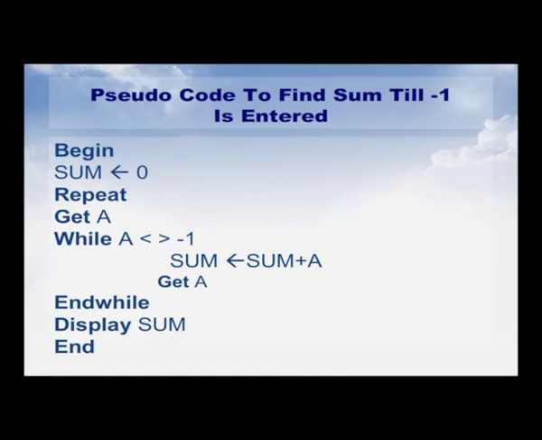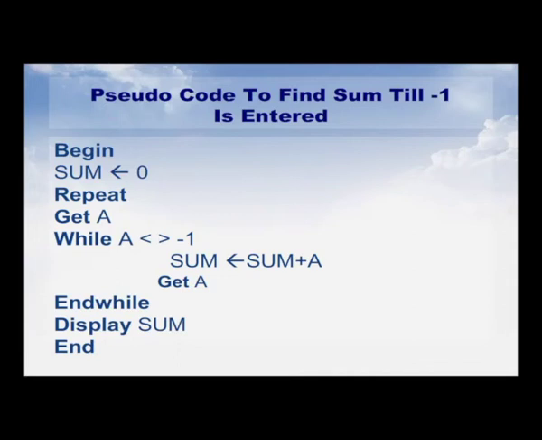We get an input number A from the user. If A is not equal to -1, we add A to the sum. Sum is initially initialized to 0, therefore, the first sum will be equal to A. Then we get A from the user again. If A happens to be a positive number, again the number A will be added to the sum.